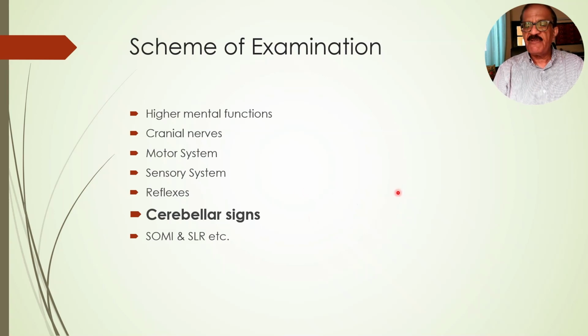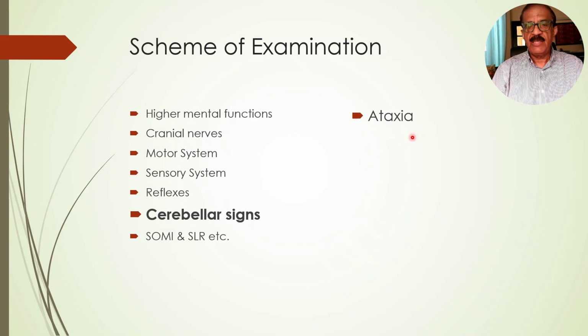The cerebellum also has two lobes, and one side controls the same side. If there is a problem with the cerebellum in the form of infarction, a tumor, or degeneration, there could be different cerebellar signs. And these could be ataxia. The patient may not be able to walk properly, right?